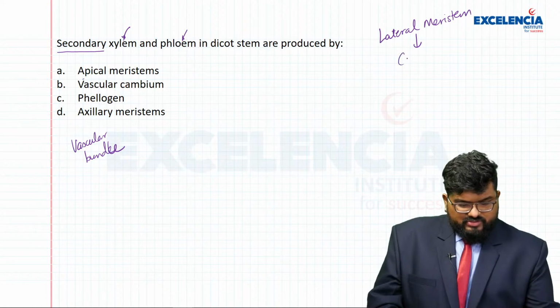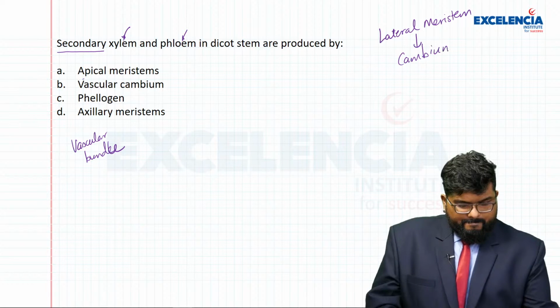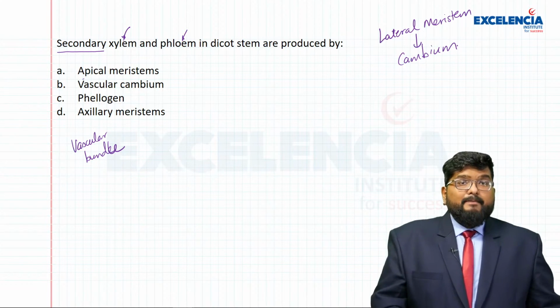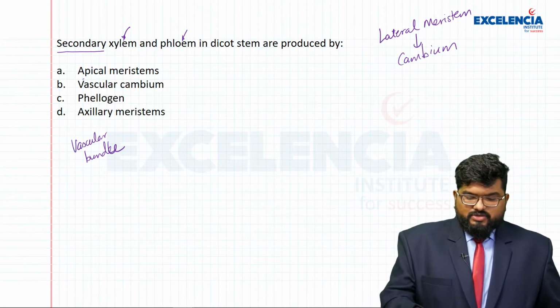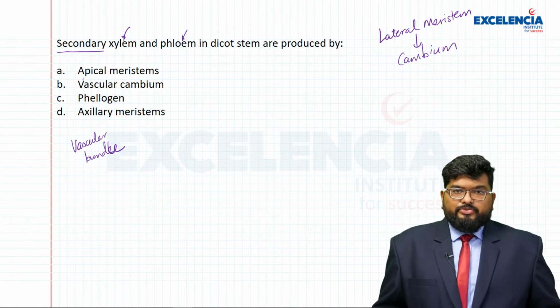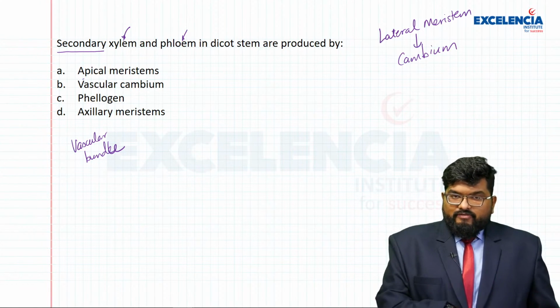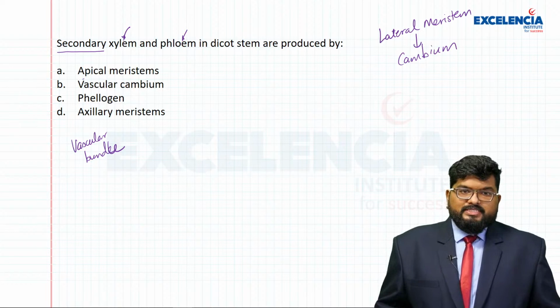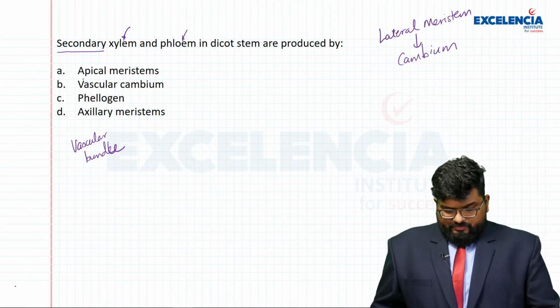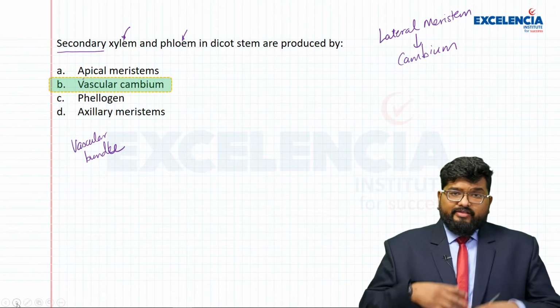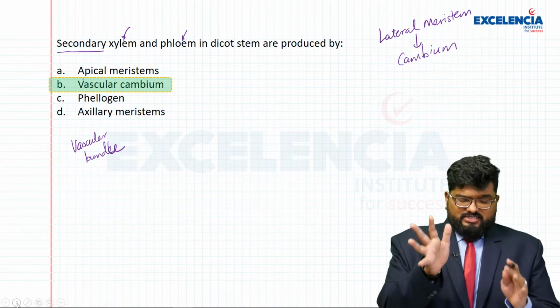Lateral meristem, which is also known as cambium. So what is the only option that tells you the answer? Vascular cambium, isn't it? Yeah. So hints are in the question itself, but let's understand this.